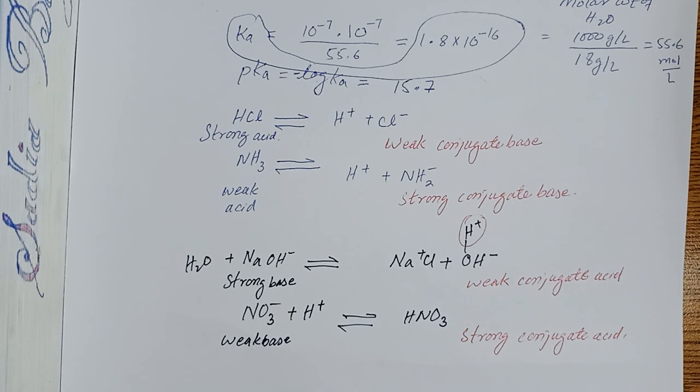An extremely important concept in predicting the outcome of a reaction is that the position of the equilibrium is on the side of the weaker member of the acid-conjugate base or base-conjugate acid pair. A strong acid or base is more reactive than a weak acid or base.